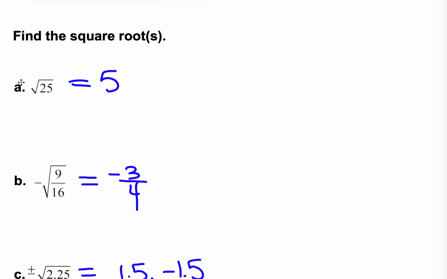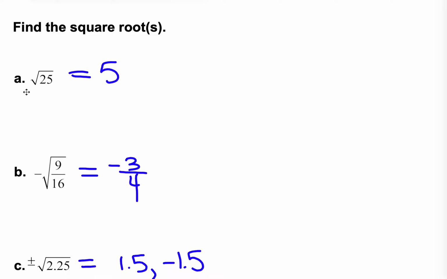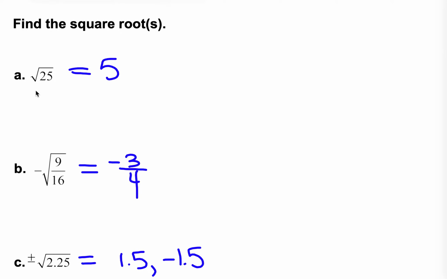All right, so let's take a look at some other examples here. So A, find the square roots. They didn't say both square roots. So we're just assuming that this one right here for A, they're asking us to find the positive square root of 25, and that would be 5, because 5 times 5 is 25.